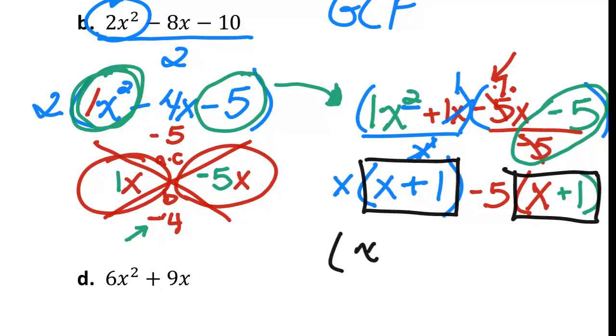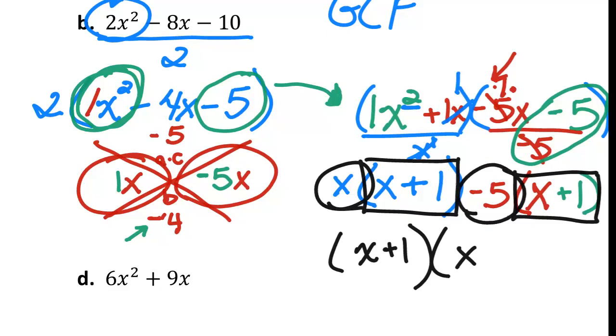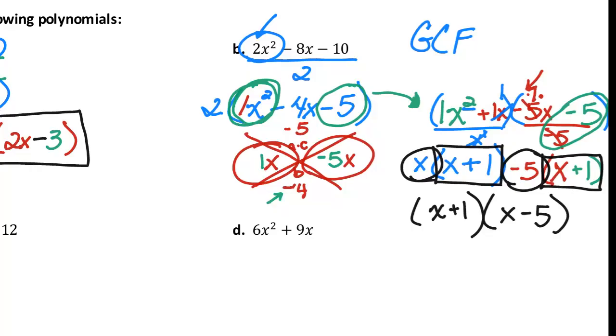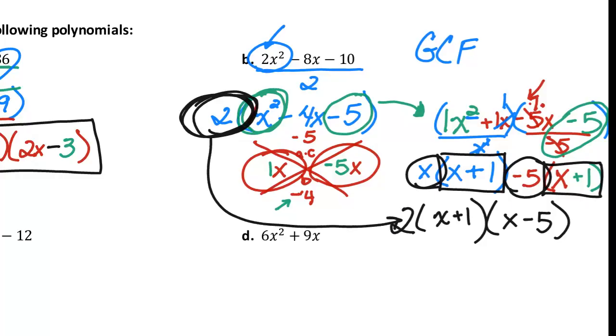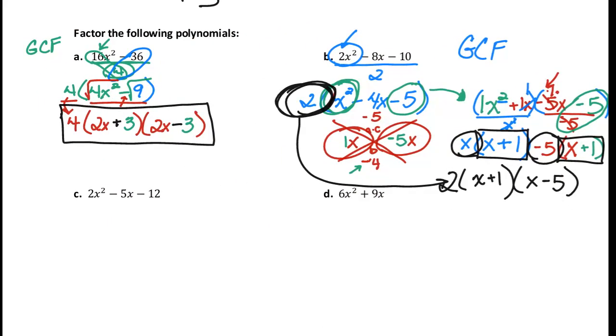So this is x plus 1 times, what do I have left? X minus 5. Is that my final answer? Right, you took out 2 a long time ago. So that 2 needs to be put over here also. So it's 2 times x plus 1 times x minus 5. Questions on that?